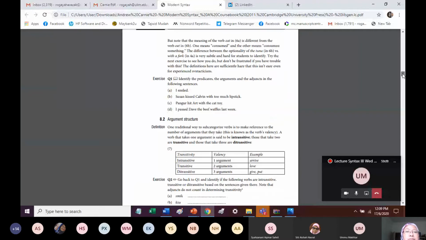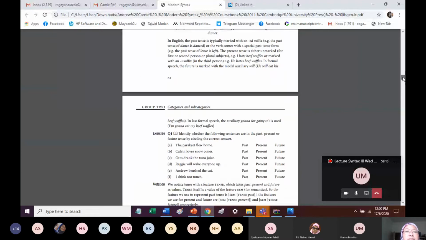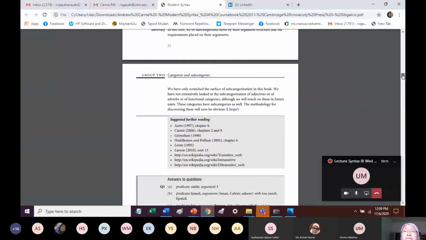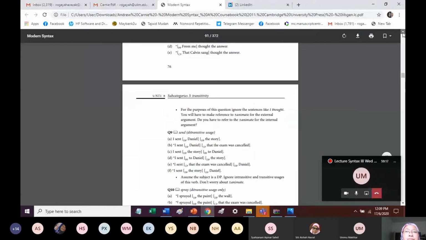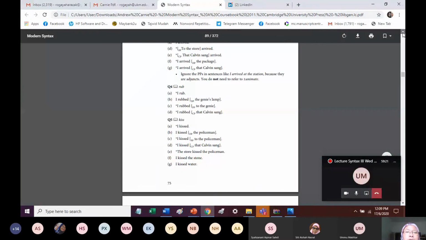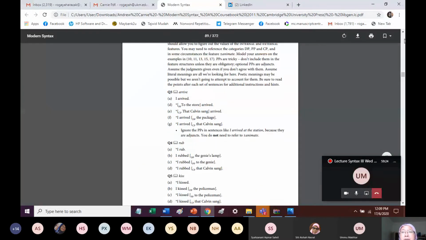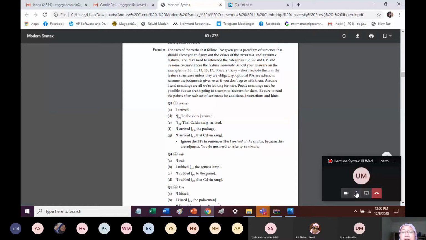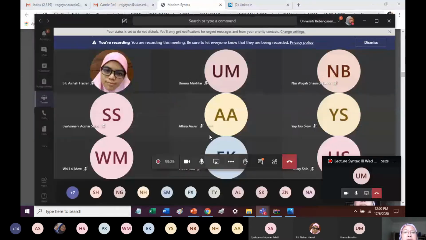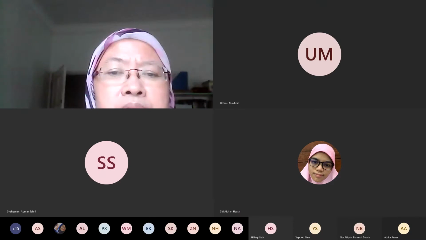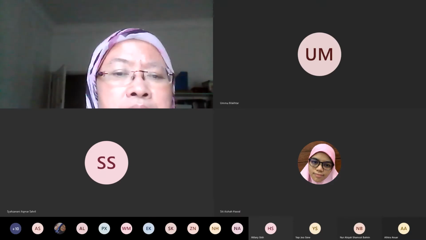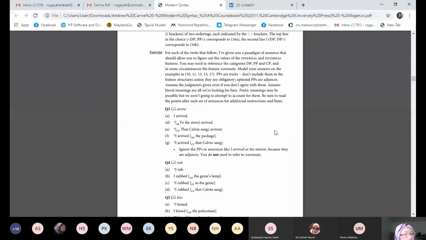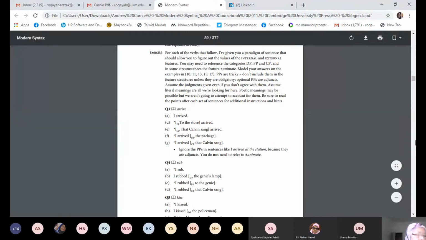75. I already have the PDF open. Okay. So I'm going to share. Sharing, I share. Can you see? Can you see now? Yes. Alright, yes. So this is page 75.